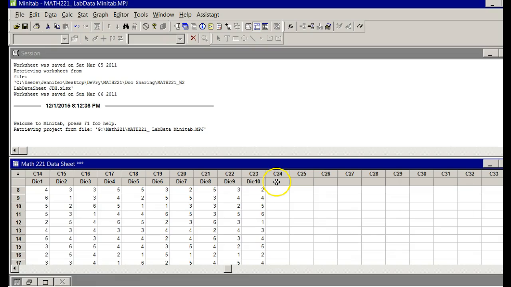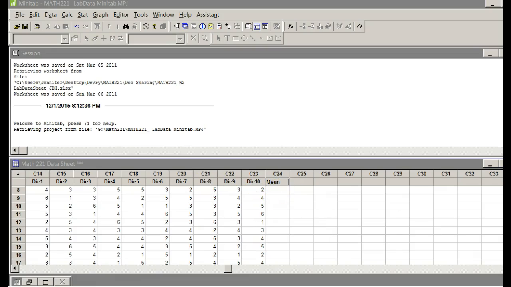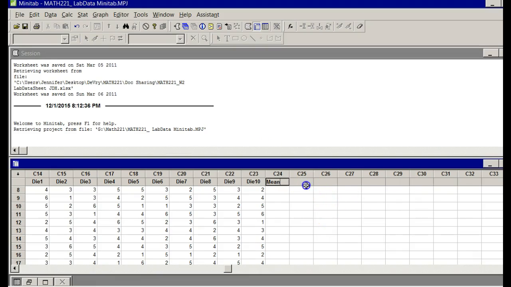All right, what we need to do is come out here, to the right of die 10, and type the word mean. Okay, we typed the word mean, and at this point you can actually go right beside that and type the word median, because we're going to be using that in just a second. So I'm going to type the word median right here because we're going to be needing that also. But let's go ahead, scroll up.